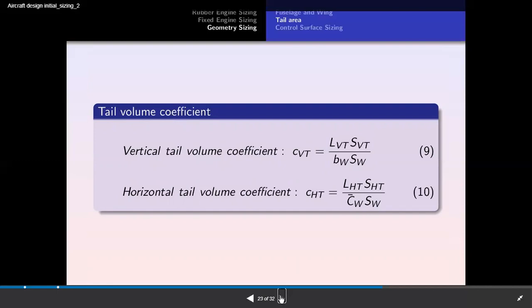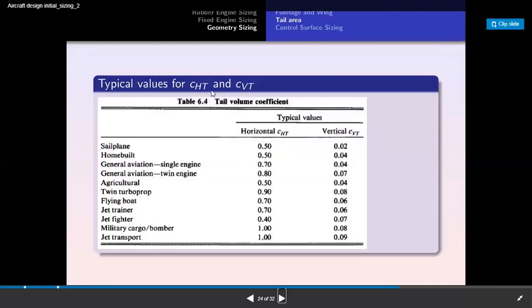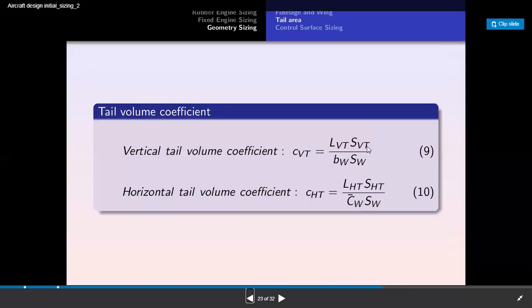And typical values for the horizontal tail and the vertical tail are given for sailplane, homebuilt, general aviation, agricultural, twin turboprop, flying boat, jet trainer, jet fighter, military cargo and bomber, and jet transport. So we have the horizontal tail values and the vertical tail values. According to that, we are going to find the tail volume coefficient by putting values in the formula. We can look at it as LVT times SVT divided by BW times SW: the length, the surface area of the vertical tail, as well as the wingspan and the area of the wing.